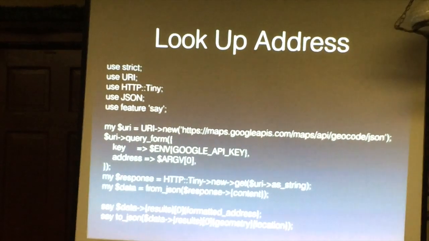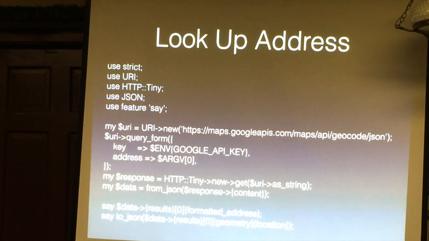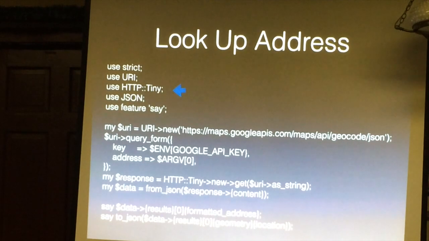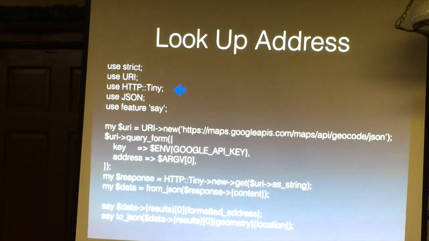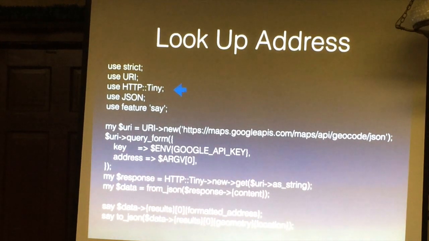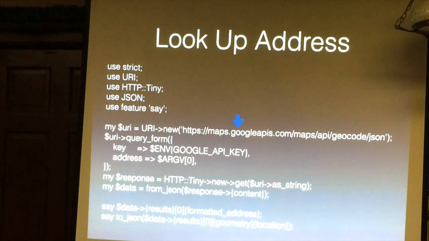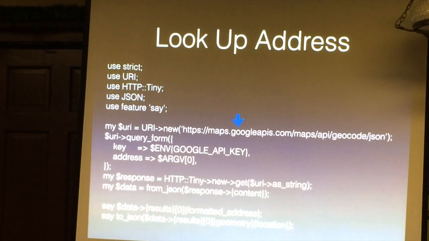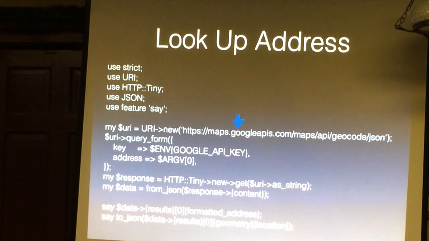So here's a quick little piece of Perl code to look up an address. I have a few modules here that I've loaded: URI, HTTP::Tiny, and JSON. I'm assuming you guys have all seen or at least have a vague understanding of what these particular modules do because they're fairly common. And then we need to access this particular URI. So when you go to Google's documentation, if you scroll about 3/4 of the way down the page, on each of these individual services, they will give you the URI that you need to call. And all of them are going to be HTTPS all the time.